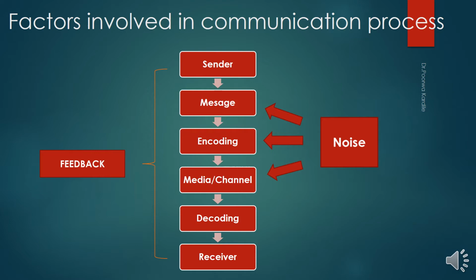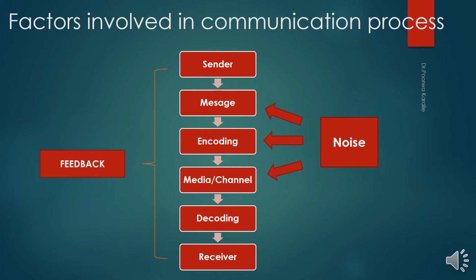Second is message. It is the idea, information, view, thought, opinion, or feeling that is generated by a sender, and it is intended to be communicated further. Then the third factor is encoding. The message generated by the sender is encoded symbolically, such as in the form of words, pictures, gestures, before it is conveyed. Fourth is media. It is the manner in which the encoded message is transmitted.